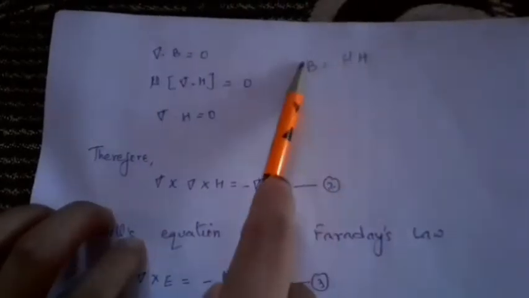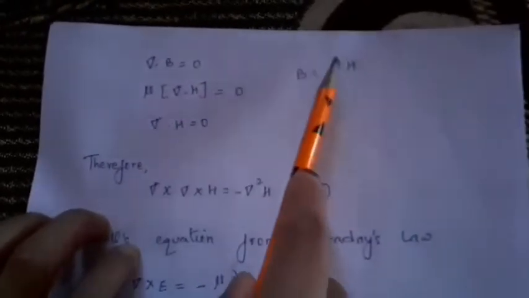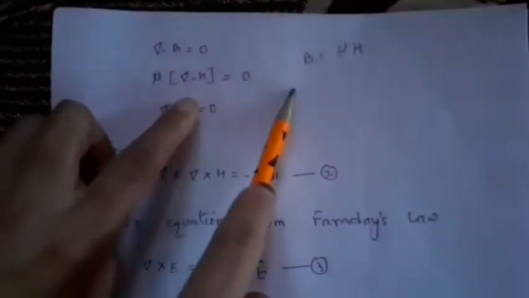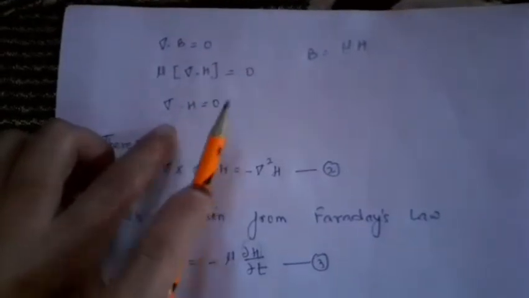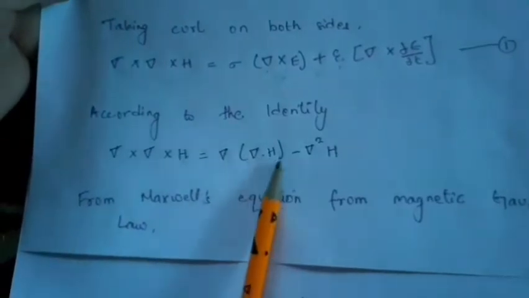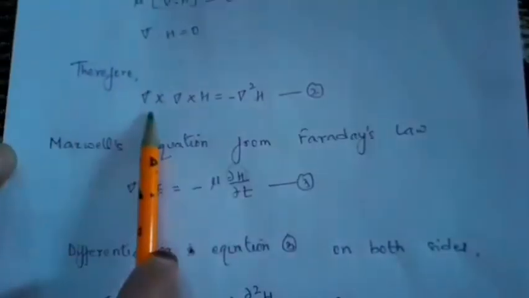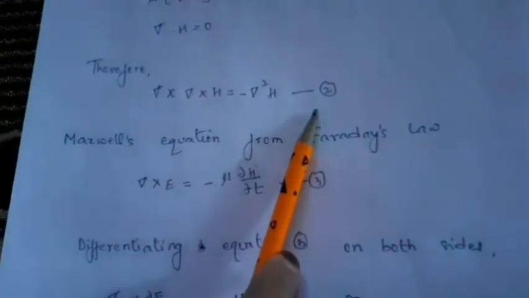So next step, we know B. B is nothing but mu H. So here we can substitute the value of B, and as mu is constant, we can write it outside, so it becomes mu del dot H equals to 0. So from here, del dot H will become 0. Del dot H is 0, which means in this term, del dot H will become 0. So this equation will become like this. Therefore, del cross del cross H equals to minus del square H. So consider this as the second equation.